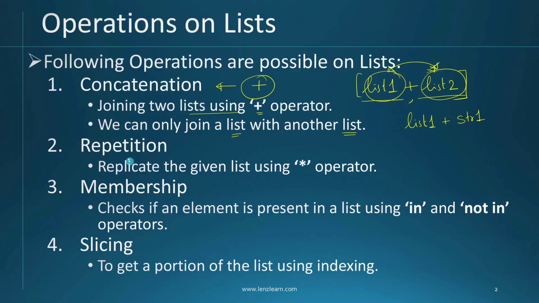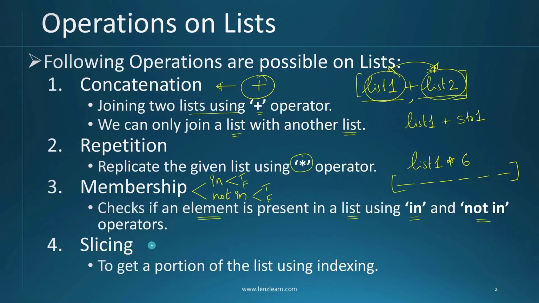Now next is repetition. Repetition is used to replicate the given list n number of times using the star operator. So if you write list1 into 6, then it will repeat the content of list1 6 times and create a big list. Now under membership operation there are two operators defined. The first one is called in and the second one is called not in. These two can give true or false based on whether a value is available in the list or not. This will check if an element, that's a value, is present in a list using the in and not in operators. Just keep in mind that in can either return a true or false, and not in also can either return a true or false.